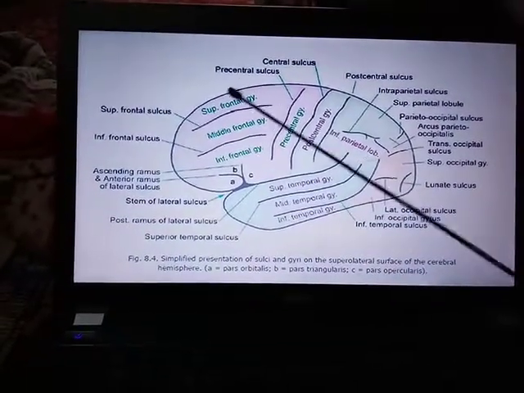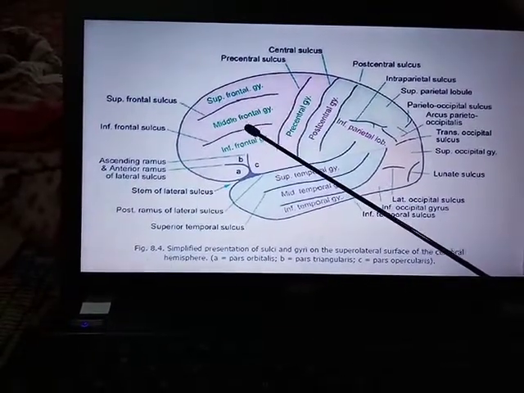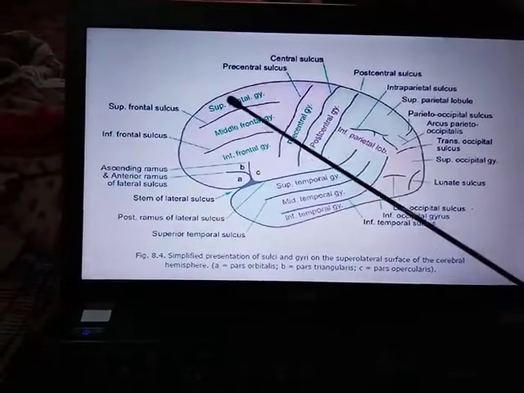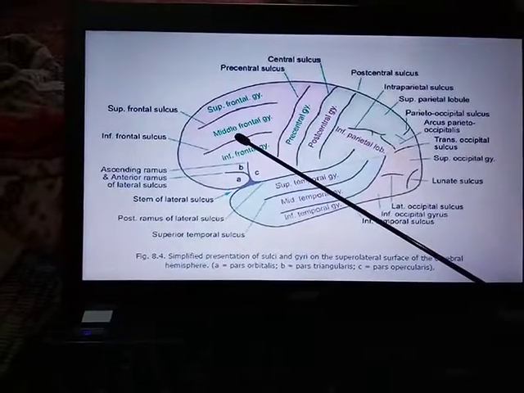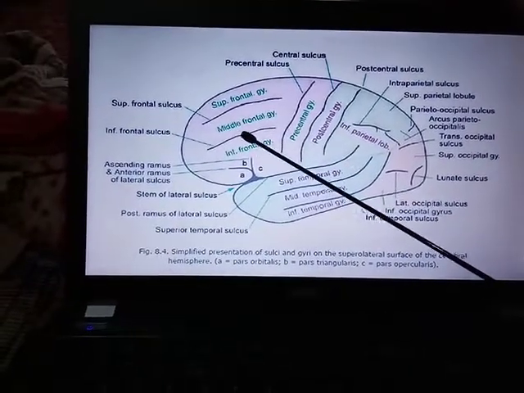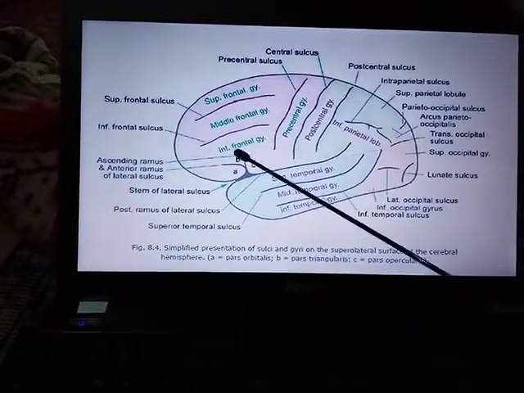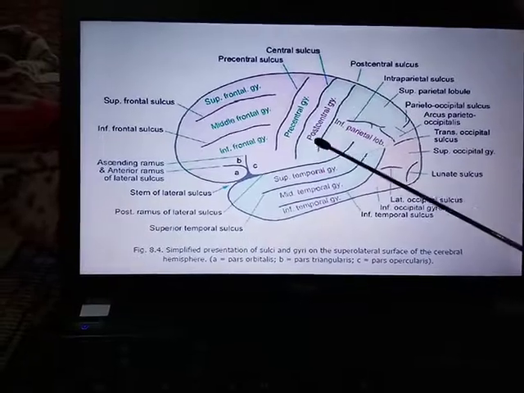Anteriorly, just anterior to the precentral sulcus, you have two more sulci: superior frontal sulcus and the inferior frontal sulcus. This is the superior frontal gyrus in front of the superior frontal sulcus. In between the two sulci, a middle frontal gyrus, and inferior to the inferior frontal sulcus, you have the inferior frontal gyrus.